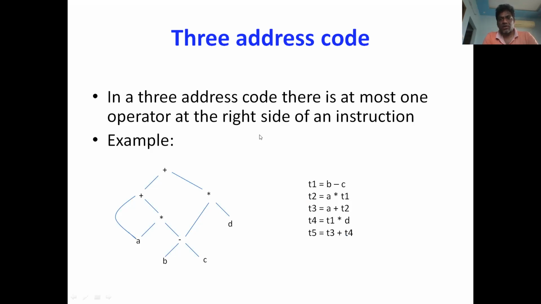In a three address code, on the right hand side of the expression, you will have at most one operator. At most one operator means that you may have one operator on the right hand side, or sometimes you may not have the operator also. So for example, if this is the directed acyclic graph, then the corresponding three address codes can be represented like this. So this actually represents a plus a into b minus c plus b minus c into d.